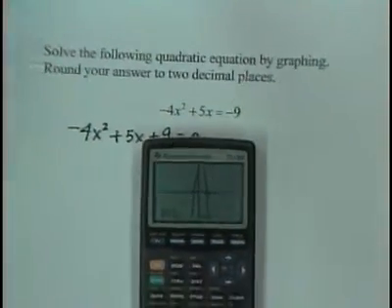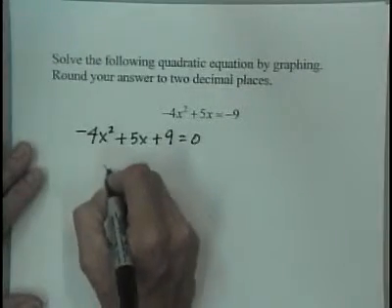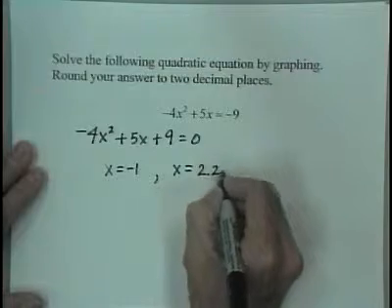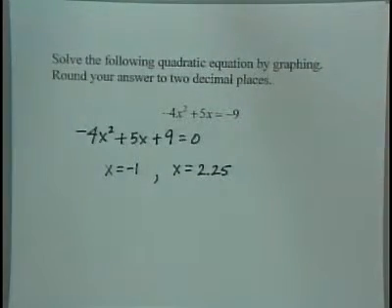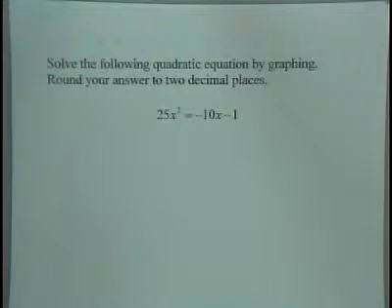Let's write them down. The solutions are x equal negative 1, x equal 2.25. And they're both already rounded to 2 decimal places. Let's try another of the same type of problem. We want to solve this quadratic equation by graphing, and we want to round our answers to 2 decimal places.